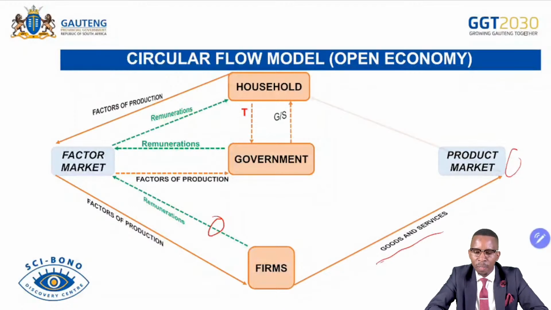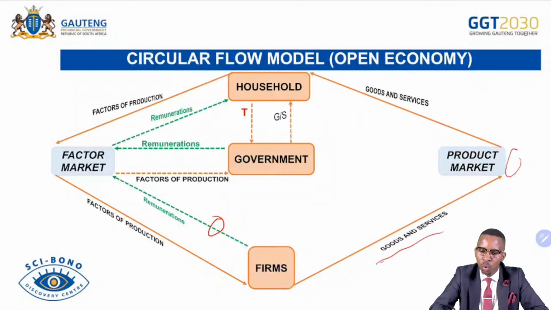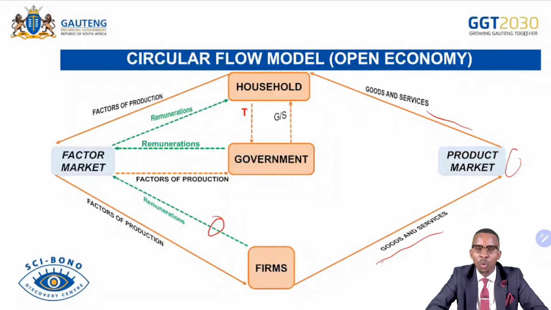Then consumers or households will be demanding these goods from the product market, for which in return they will have to pay for those goods and services. You see goods and services are moving straight to the household, and then households are paying for those goods and services to firms. So you see that money goes straight to firms. So we know that after firms have received their income, they will do what? They will be paying tax to the government.